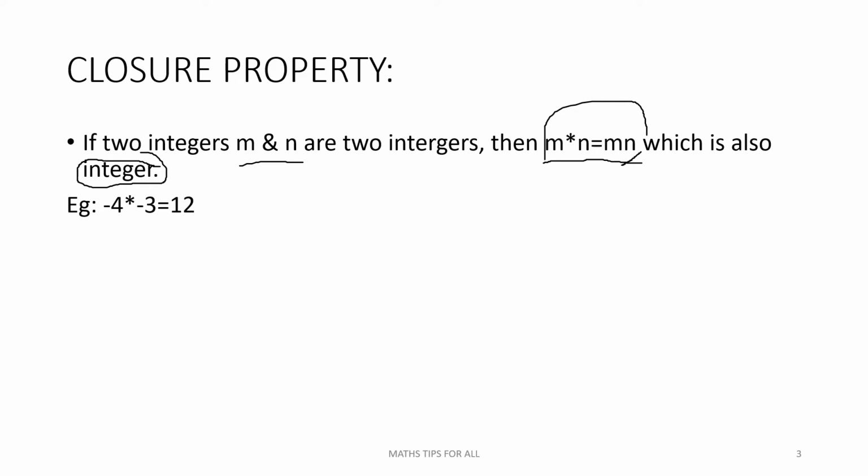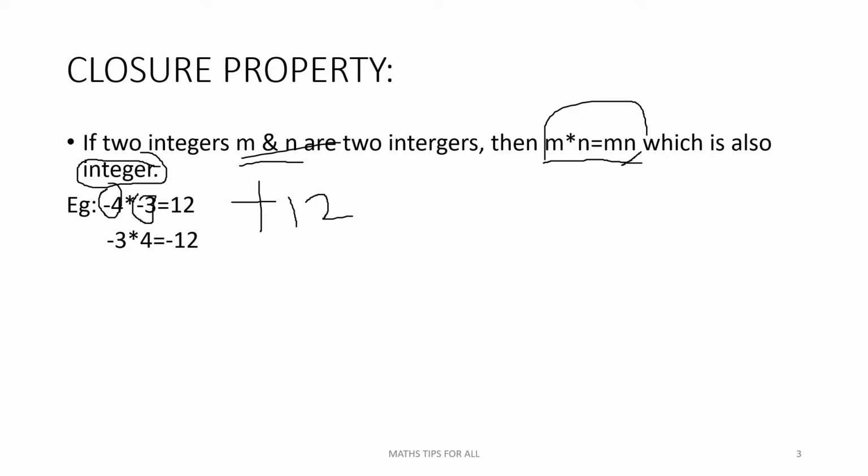For example, let's assume m is -4, n is -3. So when you multiply both, minus into minus becomes plus. 4 3s are 12. So plus 12 will be the integer.